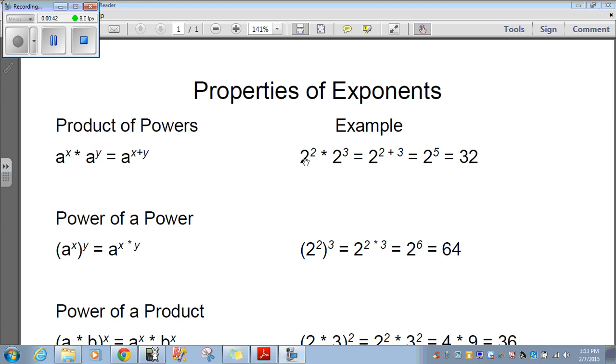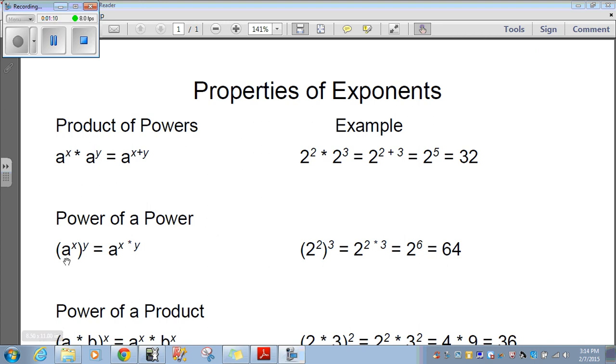And as an example, here, let's say the base is 2. So 2 squared times 2 cubed. Same base, but being raised to different exponents. So 2 to the 2 times 2 to the 3 is basically 2 to the 2 plus 3, or 2 to the 5th. And 2 to the 5th is 32. Okay? Now, let's look at the next property, which is the power of a power.